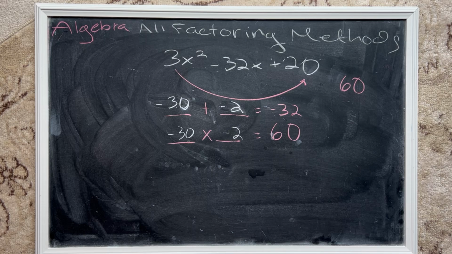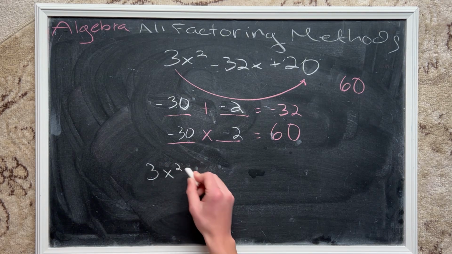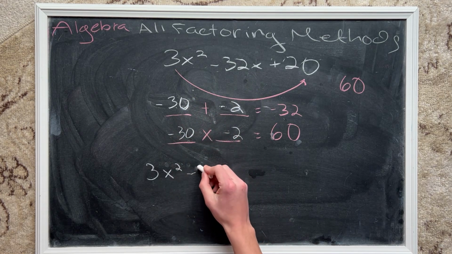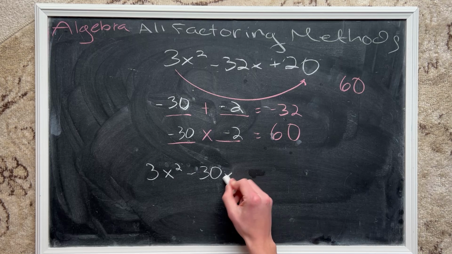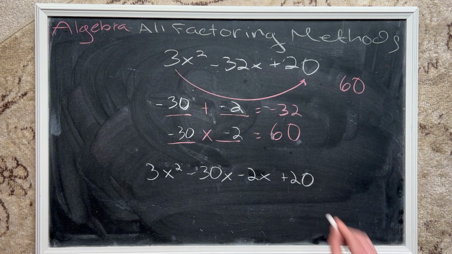So now what we actually have to do is the split the middle part. So we are actually going to set up a factoring by grouping. So we're going to split the middle by saying that 32x is now going to be broken up into -30x and -2x. And then we'll leave the last term the same. And then now we just have to do factoring by grouping.